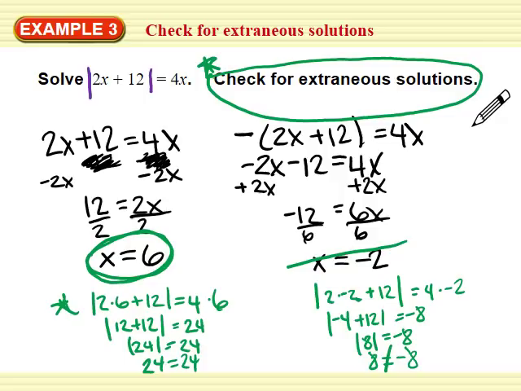A little bit of information is that with absolute values, you can have 2 solutions, 1 solution, or no solutions. So you have quite a few options. That's why you need to always check your answers.